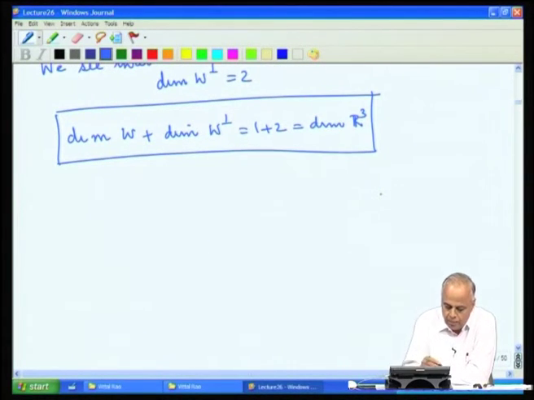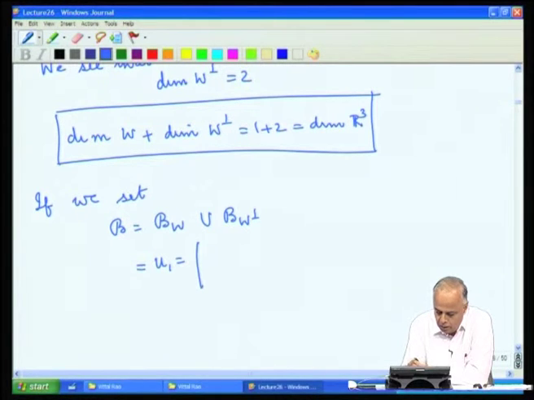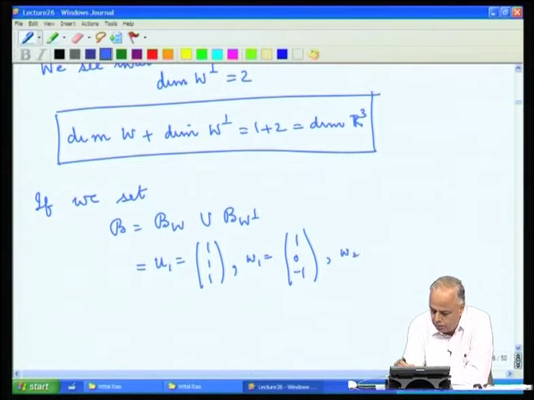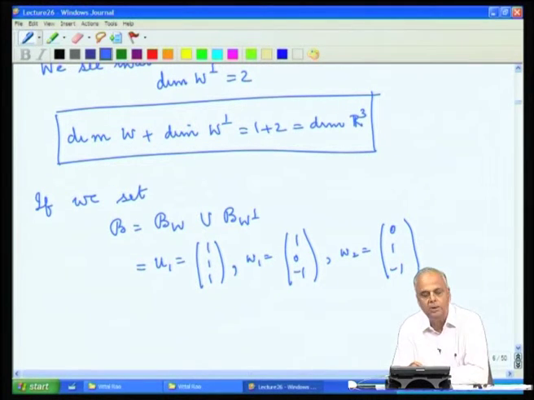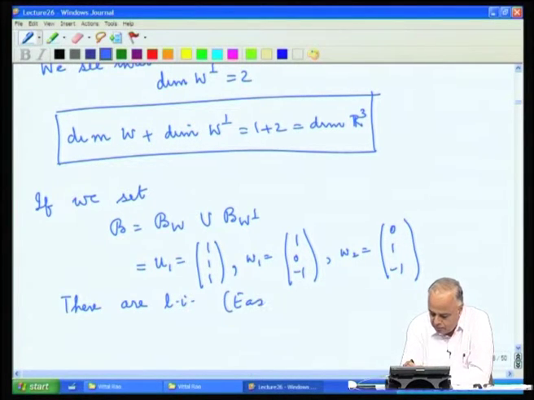We also see that if we set B equal to B_W union B_W perp, we get the vectors U1 equal to (1, 1, 1), W1 equal to (1, 0, minus 1) and W2 equal to (0, 1, minus 1). Now, it is very easy to see that these three vectors are linearly independent. So, these are linearly independent, I will just put easy to check.